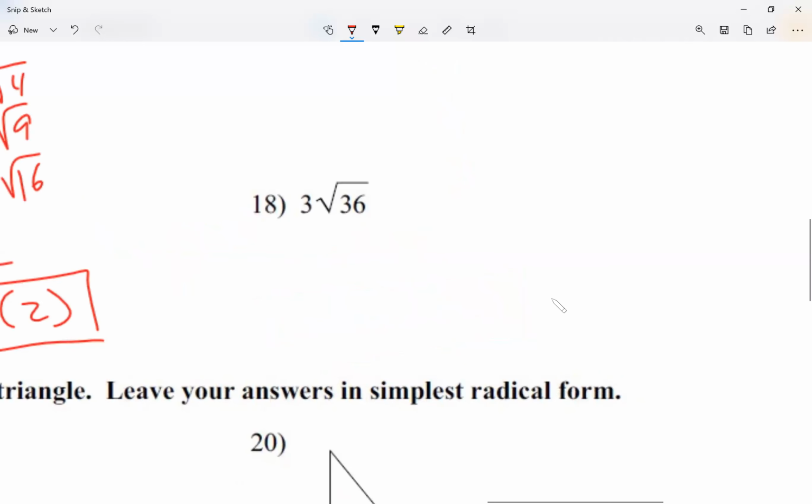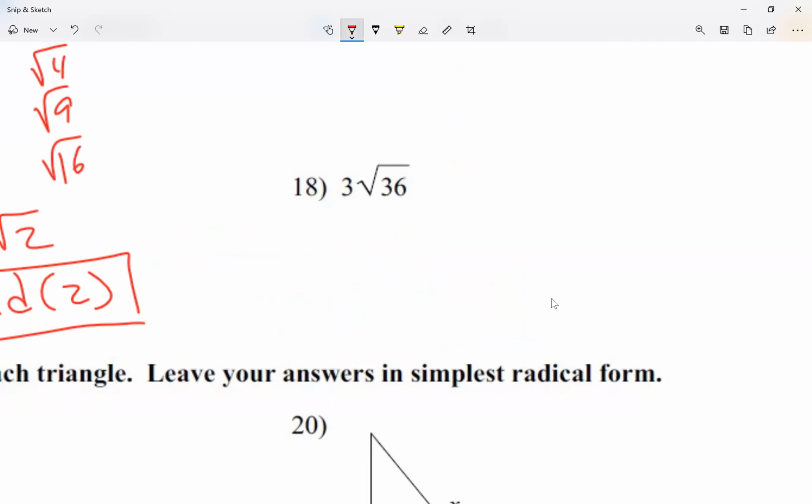Now number 18. Now this is the funny one. A lot of people are like, all right, the 3 on the outside, I'm just going to leave the 3. Now radical 36. Many people break this as 4 times 9. The square root of 4 is 2. The square root of 9 is 3. So I don't have any more radicals. Everything cancels out. Yeah, the square root of 36 was a perfect square to begin with.